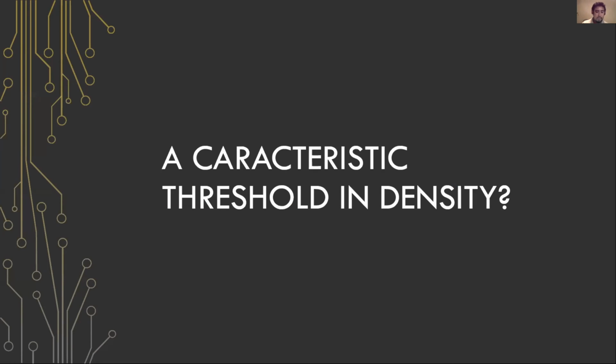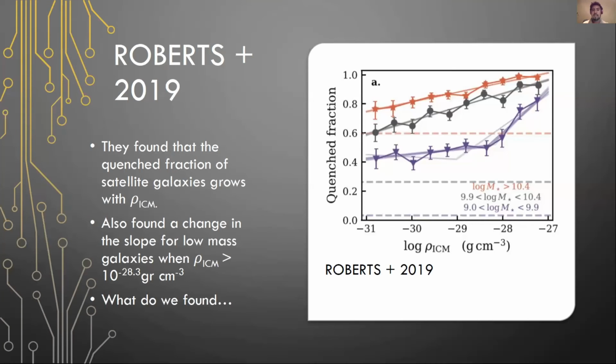So we also wanted to know what is the main mechanism behind this quenching of star formation. In 2019, Ian Roberts published this paper where he proposed a lower threshold in density for the quenching to happen. They argue that it's associated with a ram pressure stripping scenario. They put this threshold around 10 to the minus 28.3 grams per cubic centimeter. And you can see in this plot that the quenched fraction for low mass galaxies after this threshold grows dramatically, and it's not that enhanced for more massive galaxies.